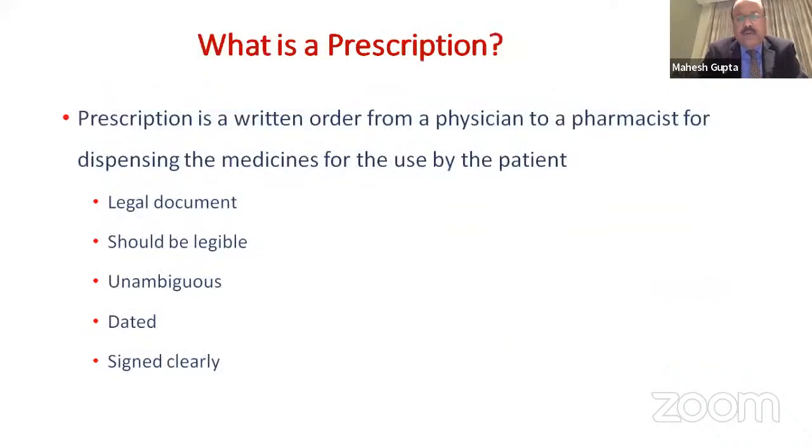So what is a prescription? Let's define a prescription. It's a written order from a physician to a pharmacist for dispensing medicines for use by the patient. It's a legal document. It should be legible. There should be no ambiguities. It should be properly dated. And the doctor has to take the responsibility for the prescription by signing it clearly. Those signatures should be readable signatures, not just jotting down something which is absolutely not readable. So it should be signed clearly. Next one.